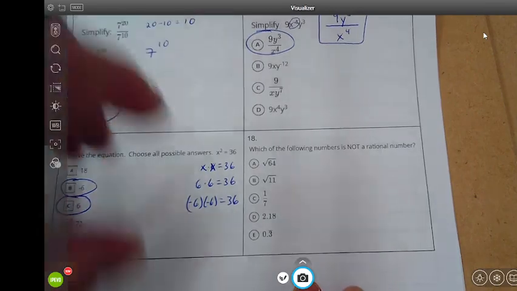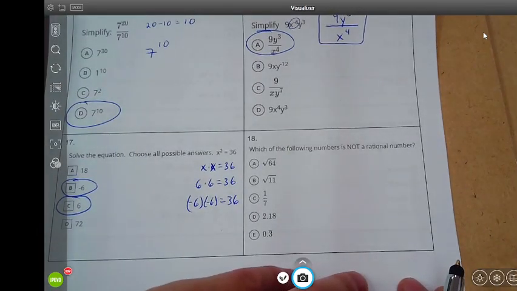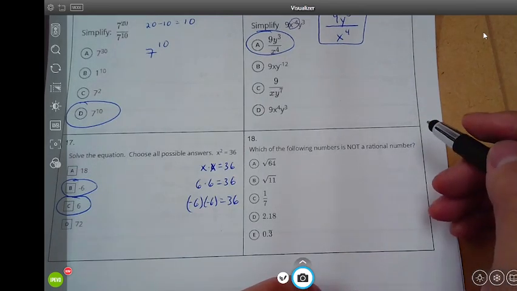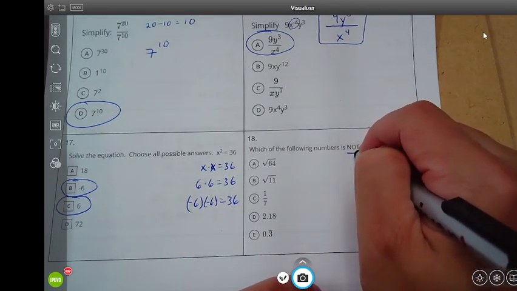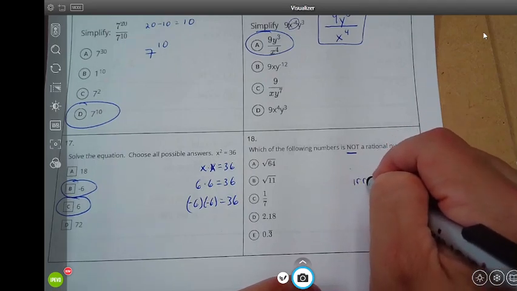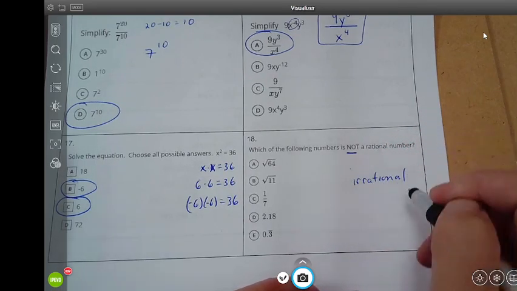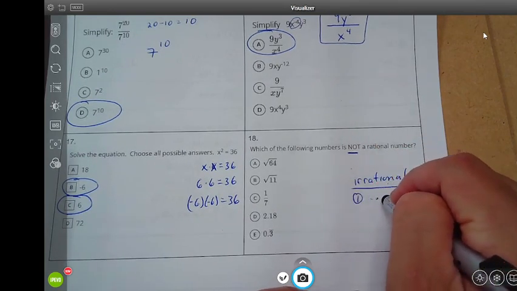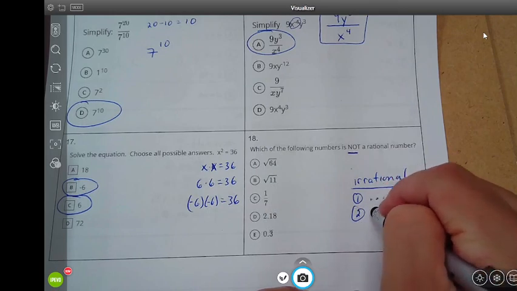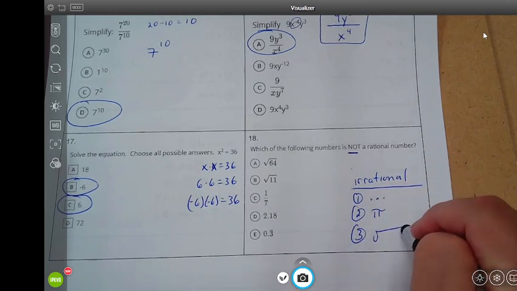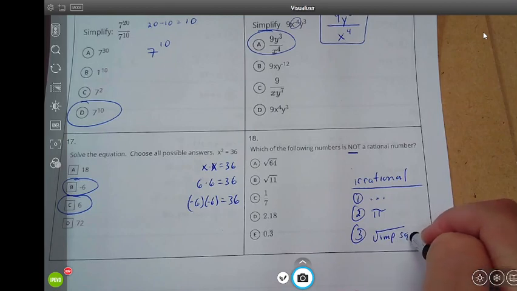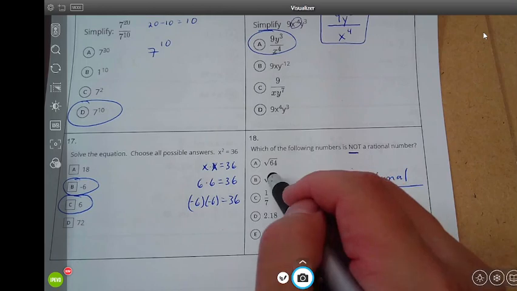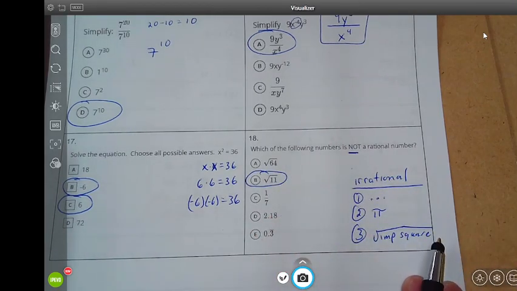Number 18, which of the following numbers is not a rational number? So which one of these is irrational? Since it's not a rational number, it has to be an irrational number. Okay, remember there's three visual indicators for irrational numbers: three dots, pi, and square root of an imperfect square. Okay, I don't see three dots or pi anywhere, but I do see the square root of an imperfect square, square root of 11.